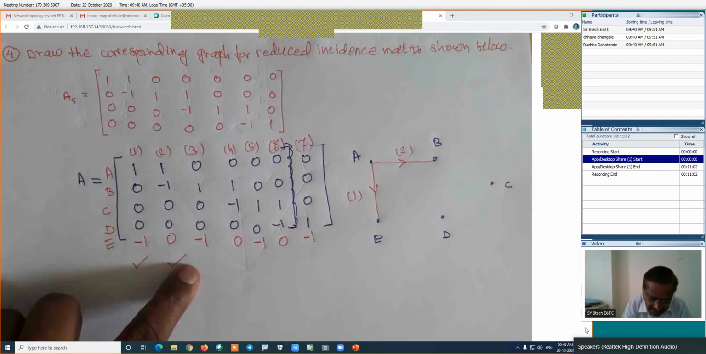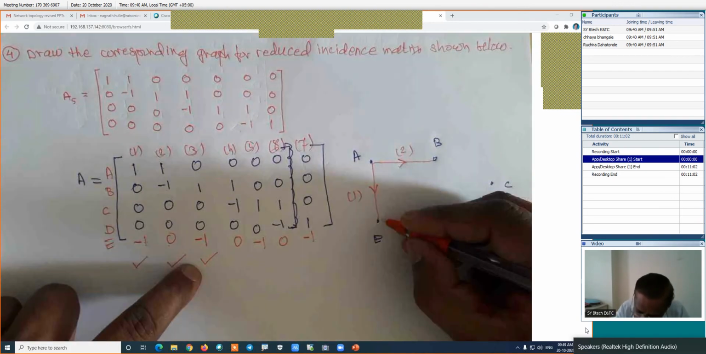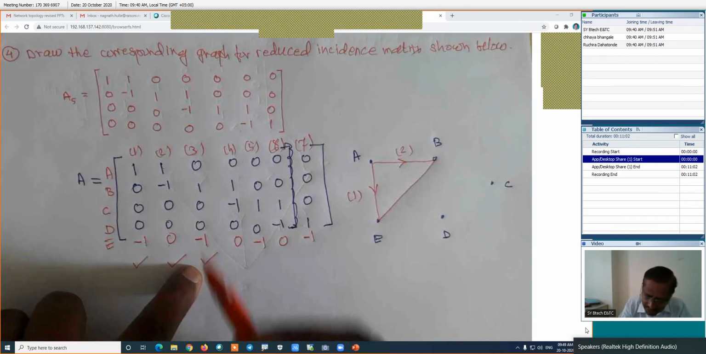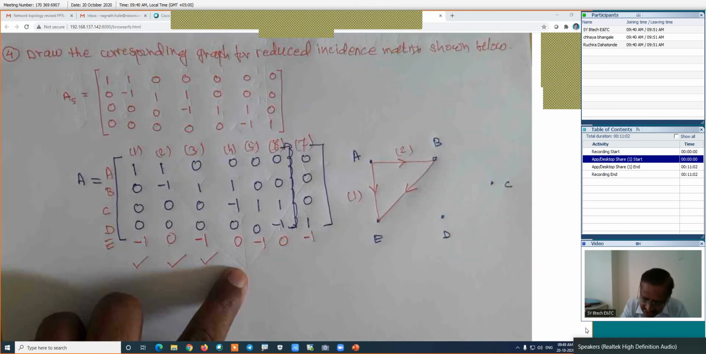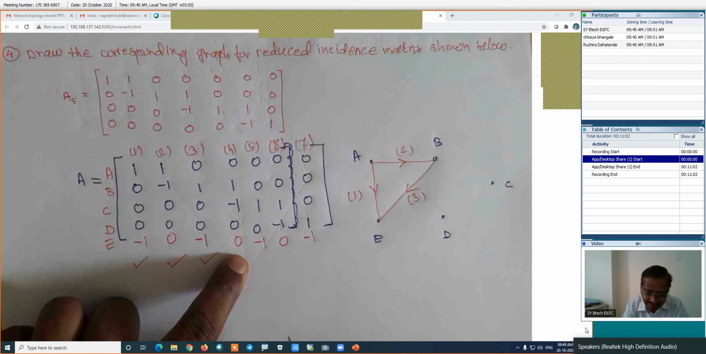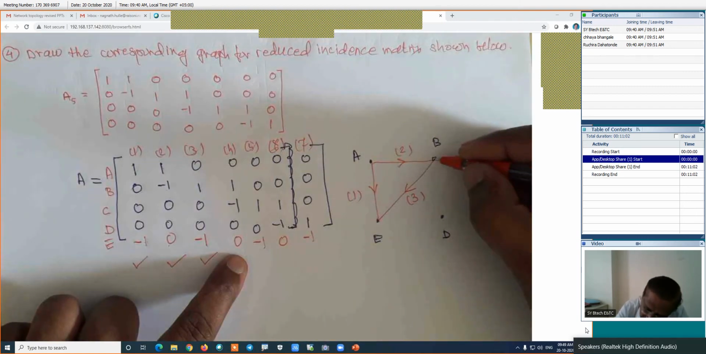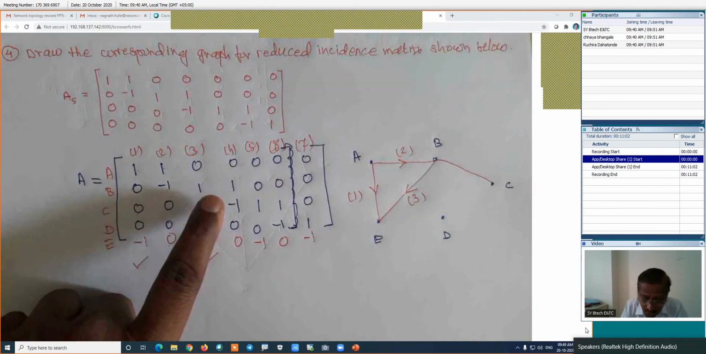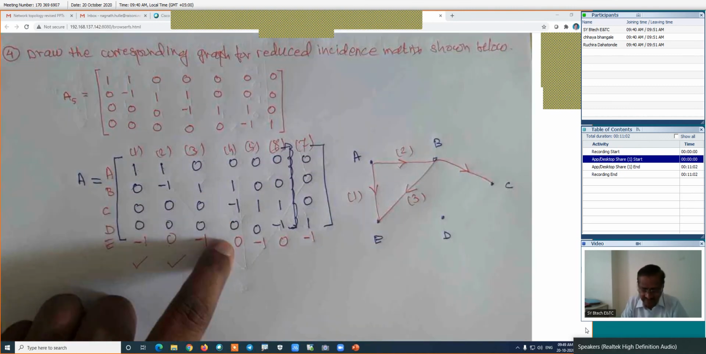Branch number 3 is connected between B and E, something like this. This is branch number 3. How is the direction? It is outgoing from B. We have done this. How about branch number 4? Branch number 4 is connected between B and C. This is B and C. Is it right? It is outgoing from B and incoming towards the C node.